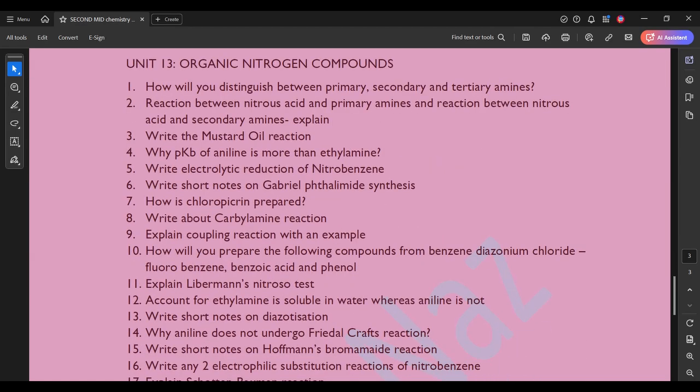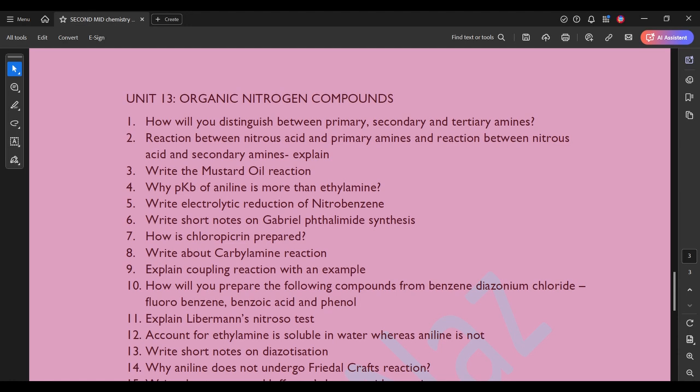The first very important question here is, how will you distinguish between primary, secondary and tertiary amines? It is an important 5-mark question. Reaction between nitrous acid and primary amines. Reaction between nitrous acid and secondary amines. So this type of questions also are asked in some question papers.